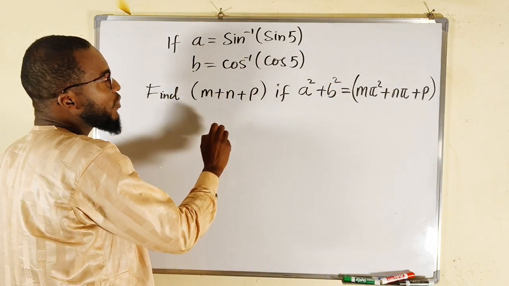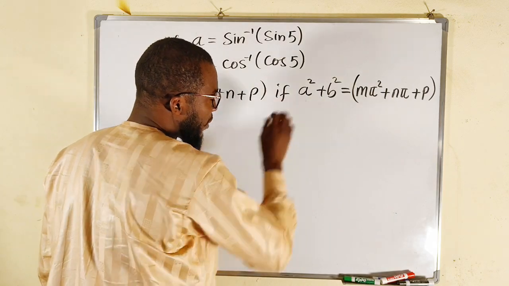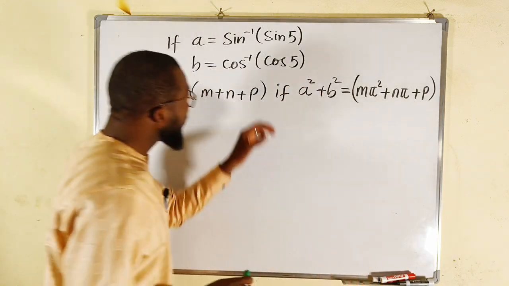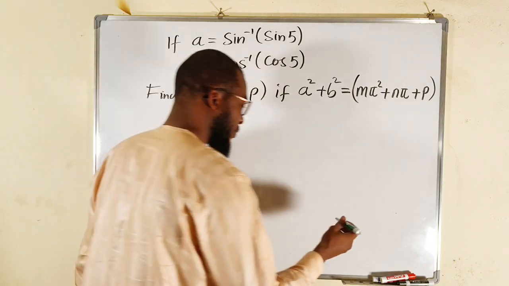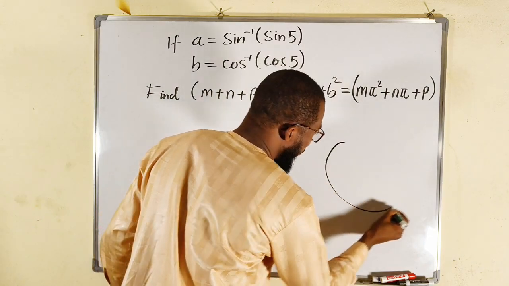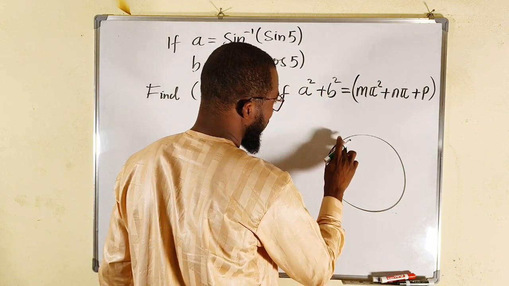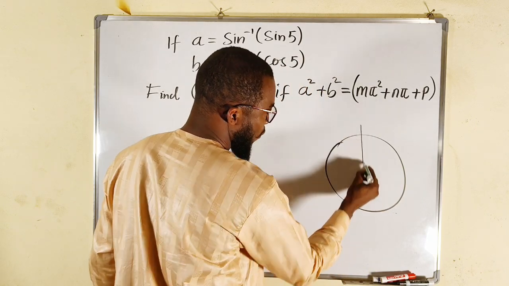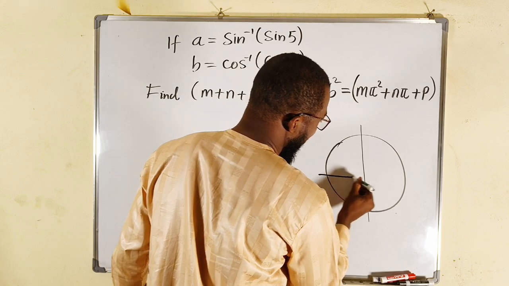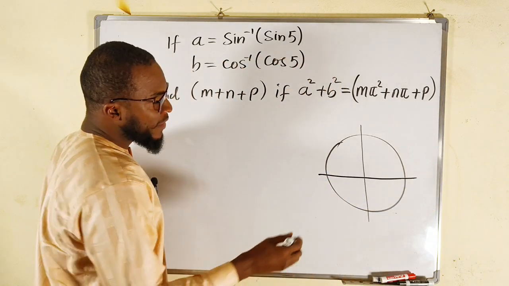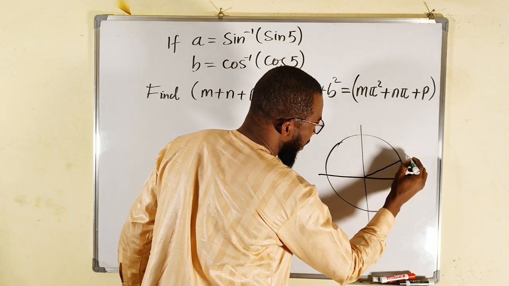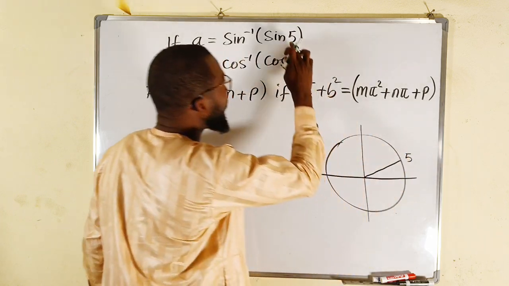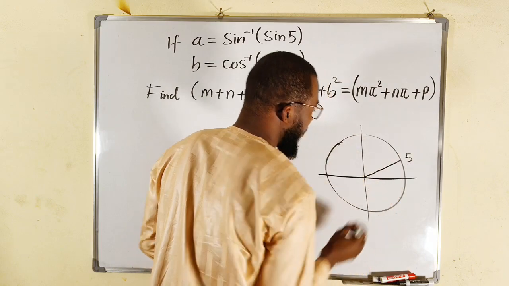So first of all, we need to find a squared plus b squared. But before then, I would like to simplify this a little bit using the unit circle. So suppose we have a unit circle like this. We have y-axis and we have x-axis. Let's assume this 5 is 5 degrees right here.